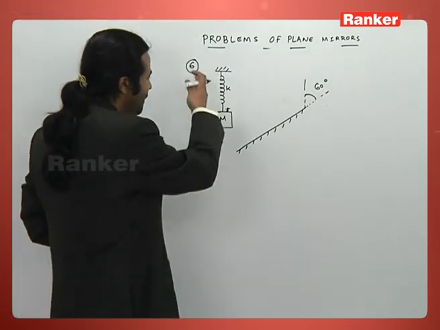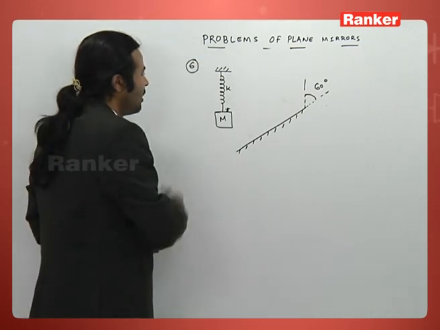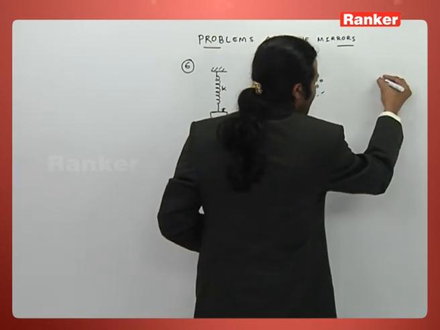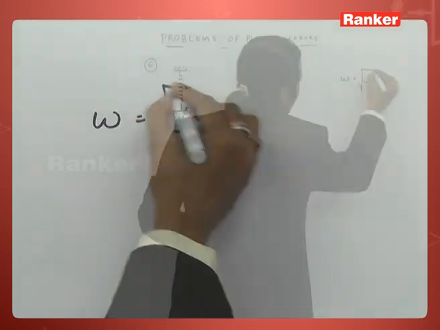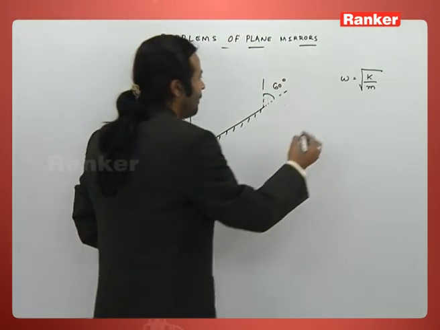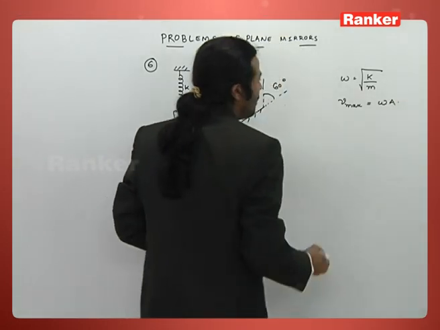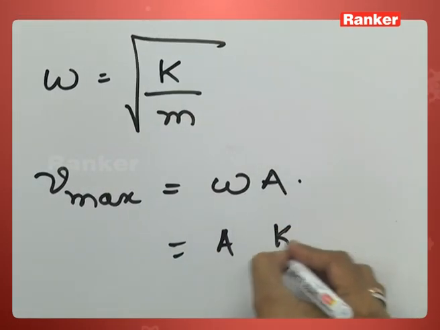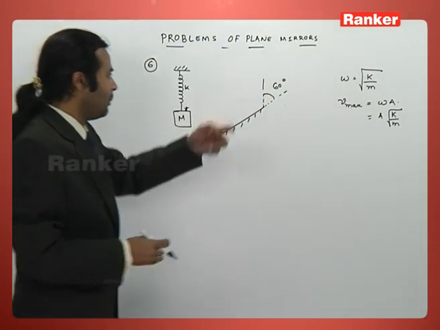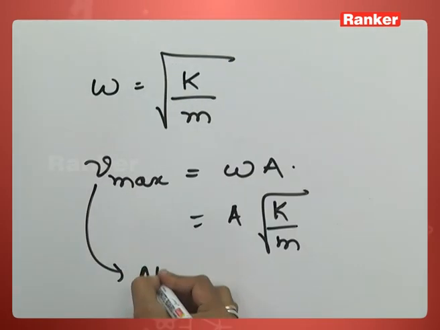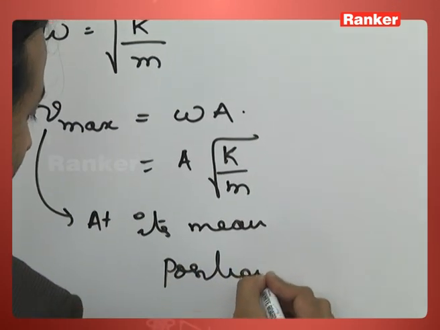Let us discuss something about simple harmonic motion. I will not go into much detail about this. We know the angular frequency of the spring block system is root over K by M, and V maximum in a simple harmonic motion is omega into A. That means A into root over K by M. That means here the maximum speed will be at its mean position. Obviously, I think we know the basics of simple harmonic motion.